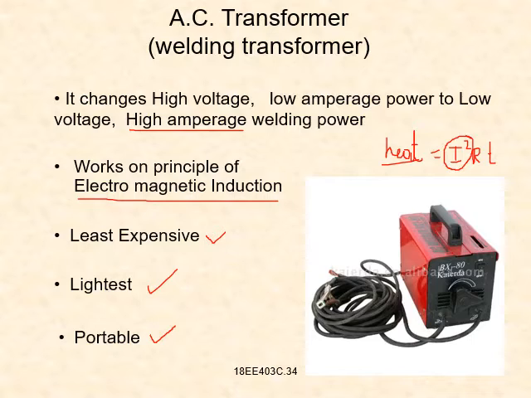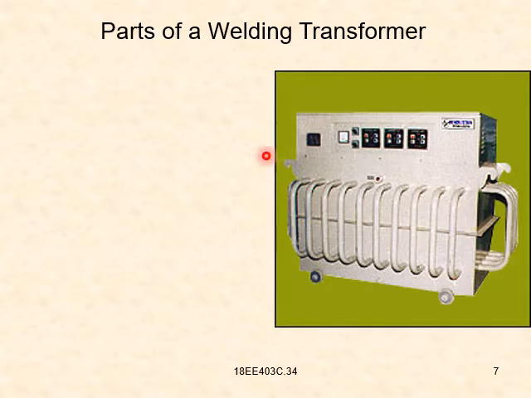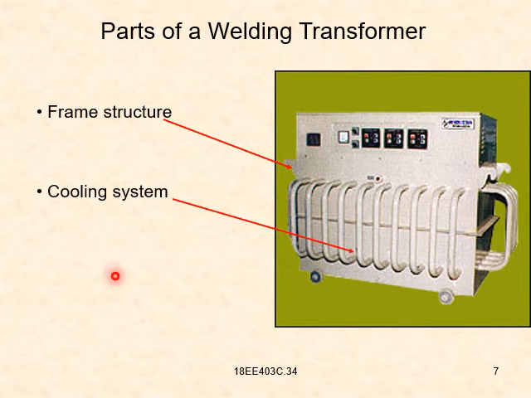Okay, moving on to the next slide. Parts of a welding transformer. The main parts of a welding transformer are the frame structure and a cooling system. Inside the core or frame structure we have a transformer with immersed oil and all those things. It's like a general transformer.